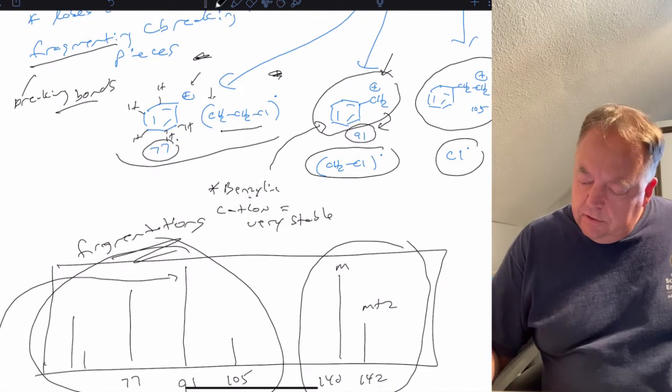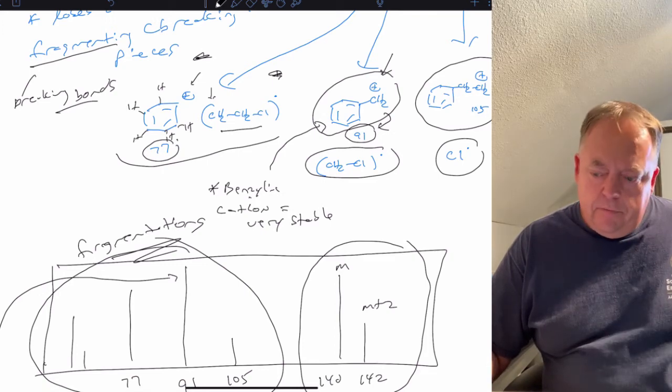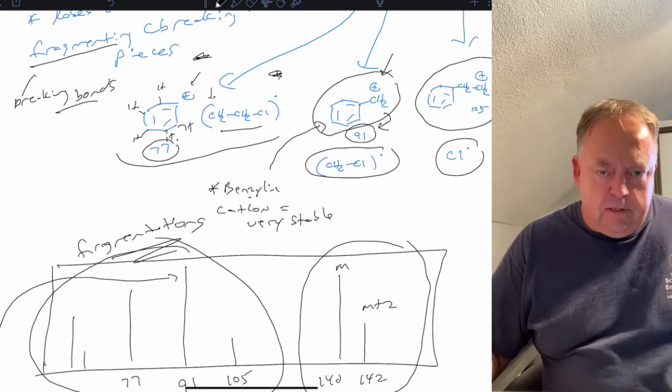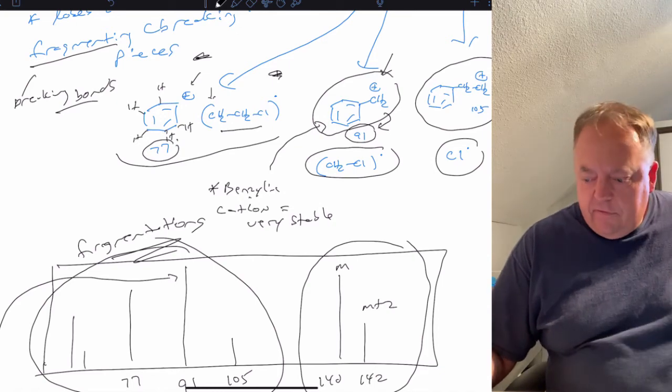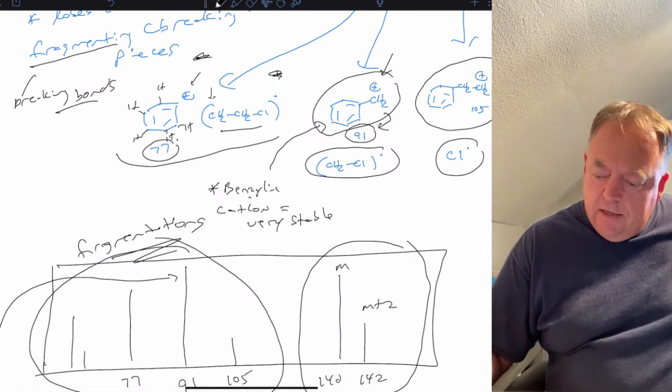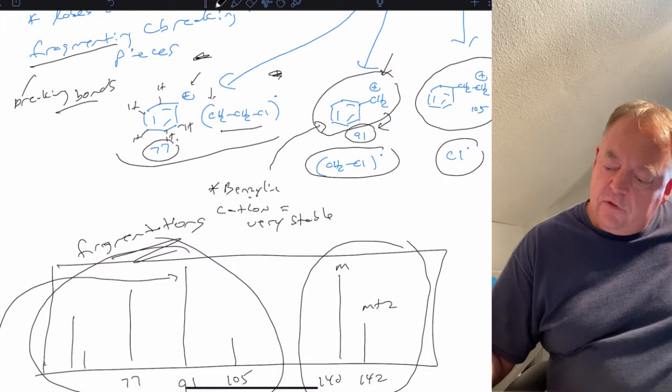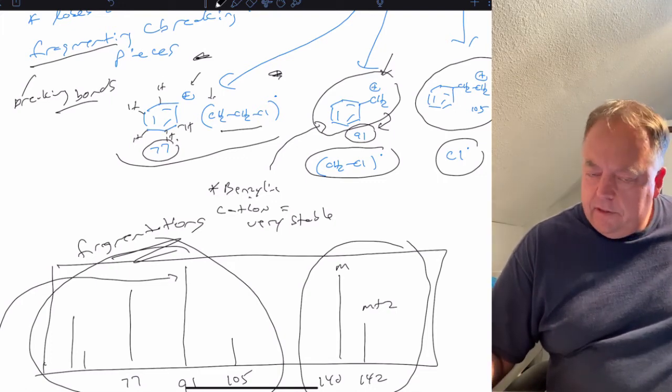And so this mass of 91, that's the benzylic cation. That's a very stable place to put a positive charge, next to a benzene ring. If you're going to have a positive on carbon, that's a good place to put it. So that's a pretty stable cation, so it lives the longest, and there's going to be more of those hitting the detector than the other fragments, which are less stable.